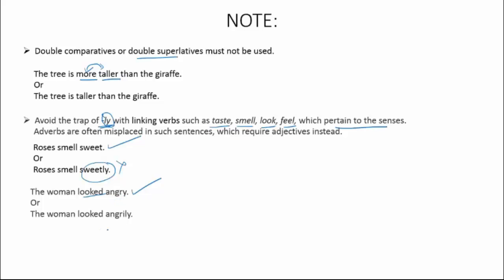But yes, if you tell the object, if you tell the final person on which the action is happening, in that case you can use ly. For example, the woman looked angrily at the paint splotches. Where did she look? At the paint splotches. Now you've given a direction, a closing to this action. So then you can use ly.